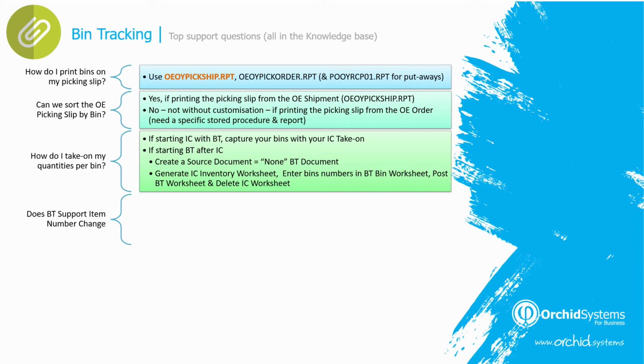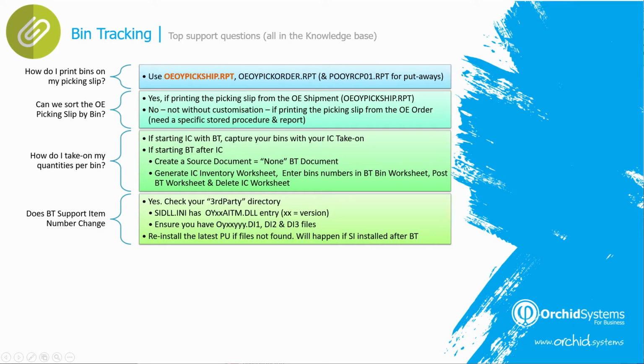Does bin tracking support item number change? Yes, it does. You should check your third-party directory for the appropriate files needed for item number change. If you don't see these DI1, DI2, or DI3 files in your third-party directory, or you don't have this entry in the sidll.ini, then it means that your bin tracking was installed before the number change programs, and the bin tracking files are not in that directory. All you need to do is reinstall bin tracking and you'll get those number change files.